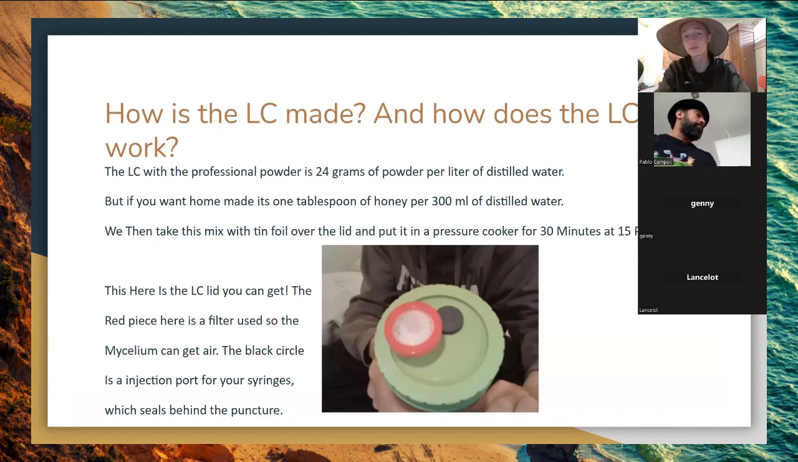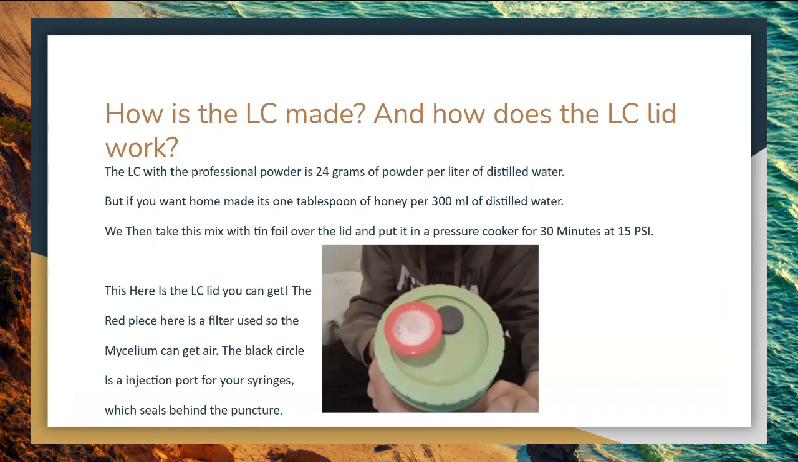Another question is, how is LC made and how does the LC lid work? I apologize. The LC with the professional powder is 24 grams of powder per liter of distilled water. Distilled water is very important. You don't necessarily need it, but if you want to have consistency, you're going to want it.